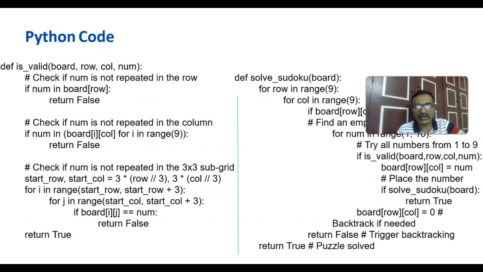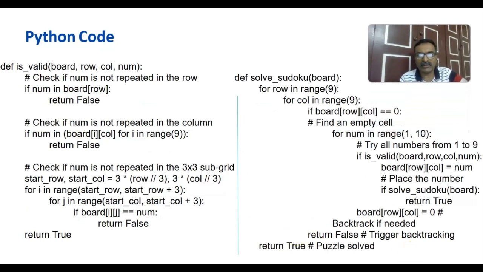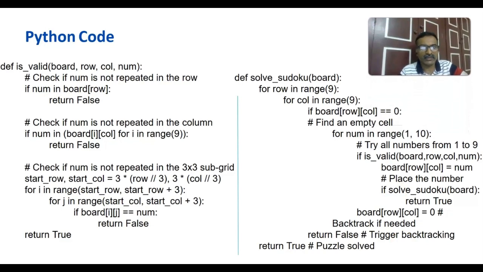So the Python code of the Sudoku solver is what we see here. We have defined 2 functions. One is to check whether it is valid, and next is for solving the Sudoku as an entire board. So we are making 2 functions.